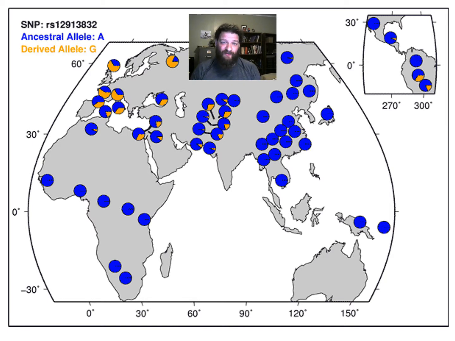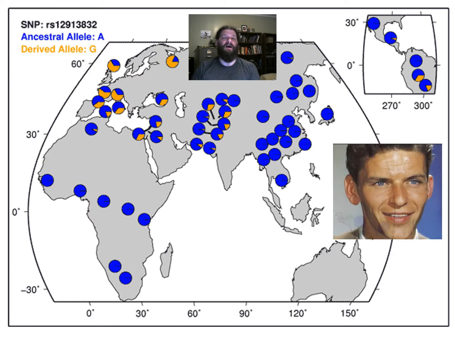This one in particular, RS129138832, results in the characteristic of blue-eyedness. There's old Blue Eyes himself. Now, I'm not sure why the map makers did this, but the blue-eyed allele is actually orange, and the brown-eyed allele is the blue part of each one of those pies.